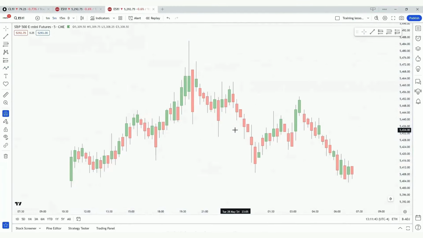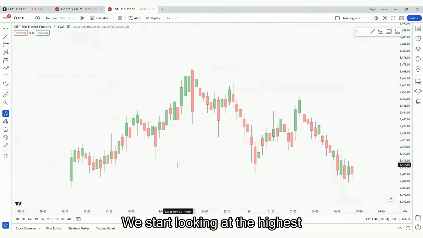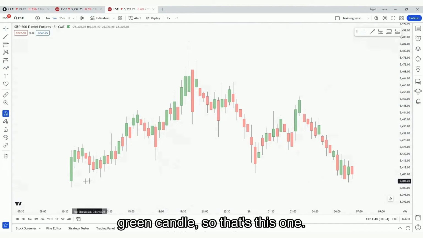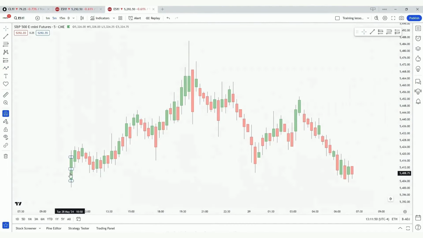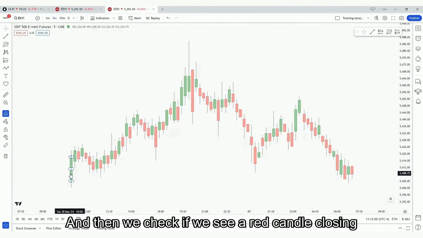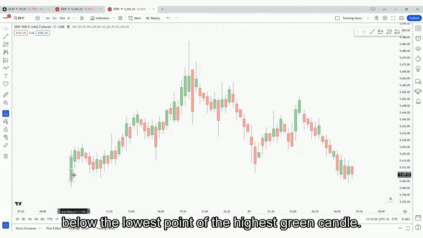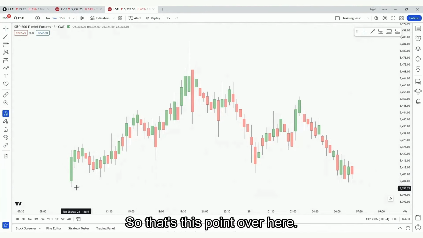The rule is simple. We start looking at the highest green candle. So that's this one. And then we check if we see a red candle closing below the lowest point of the highest green candle. So that's this point over here.